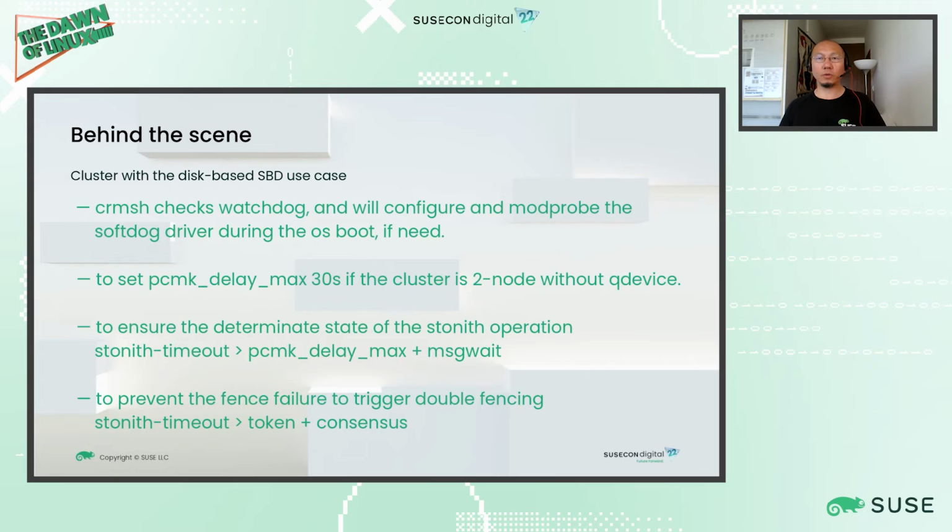crm shell shall also ensure the deterministic state of the stonith operation of the cluster and make sure stonith timeout is bigger than the pacemaker delay maximum plus the SBD configuration of msgwait. To prevent fence failure from triggering double fencing, crm shell shall make sure stonith timeout is bigger than the corresponding token and consensus.